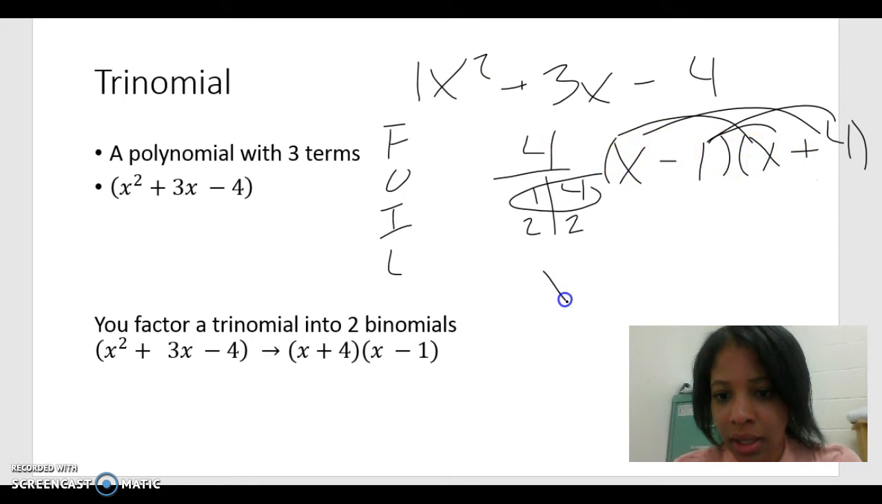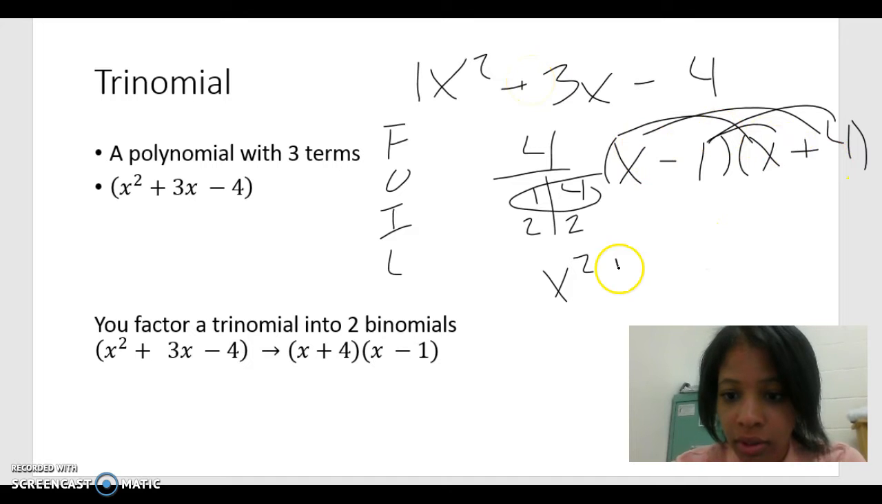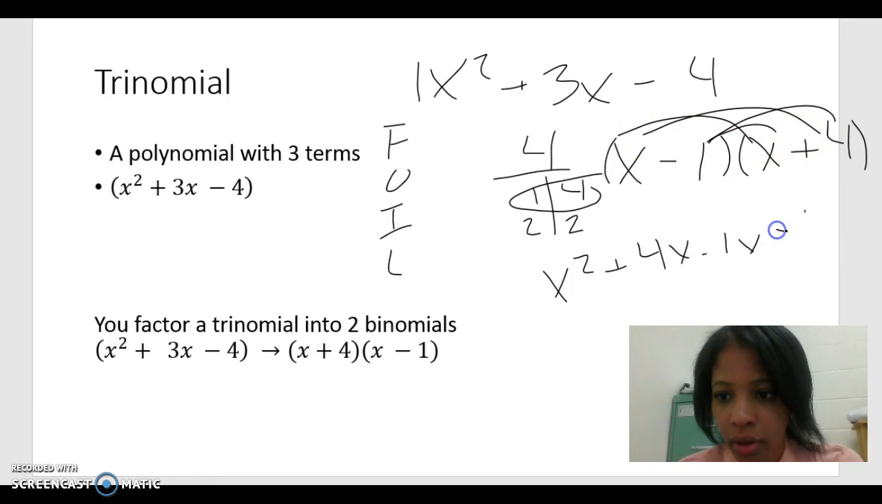So x times x is x squared. And then x times 4 is going to be 4x, so that's plus 4x. And then my inner, negative 1 times x is going to be negative 1x. And then my last number is negative 1 times 4 is going to be negative 4, right?